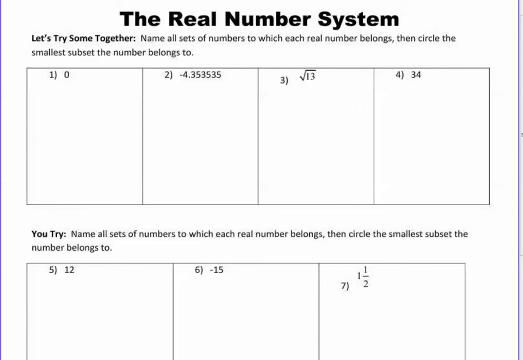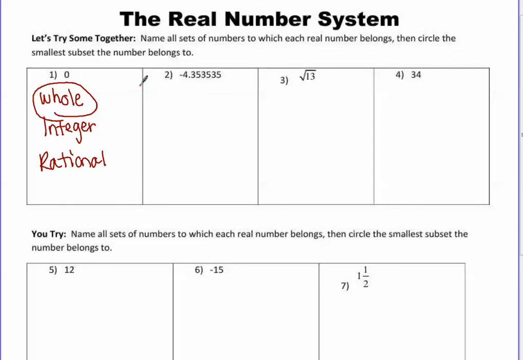Let's try some together. Name all the sets of the numbers to which the real number belongs to. Then circle the smallest subset that the number belongs to. Number 1, 0. 0 is a whole number, an integer, and a rational number. If you think back to our picture, the first time 0 appears in the smallest set was a whole number.